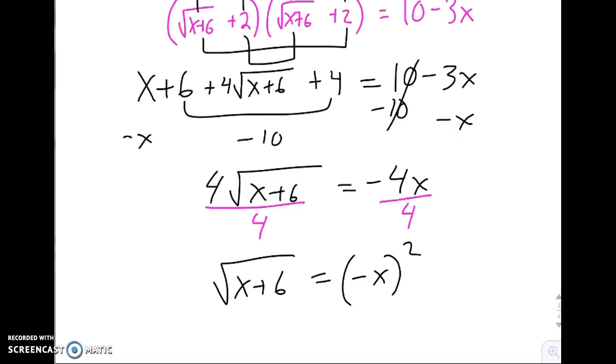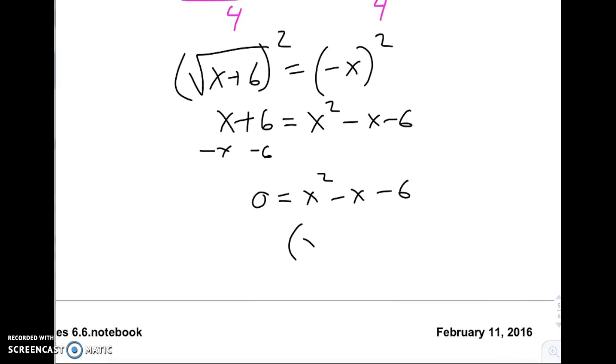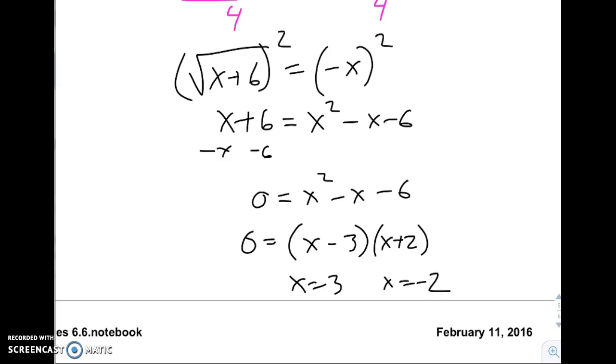Now we'll put my parentheses around, square it. This just turns into x plus 6 equals. This negative x all squared turns into x squared, or negative x times negative x is just x squared. Subtract x, subtract 6. This is now a quadratic. 0 equals x squared minus x minus 6. Factor this to x minus 3, x plus 2. And I need to check my solutions, positive 3 and negative 2.